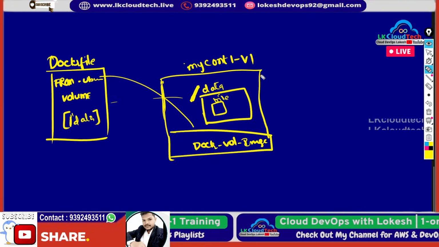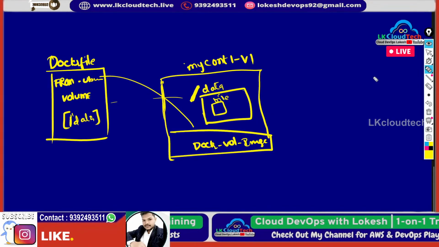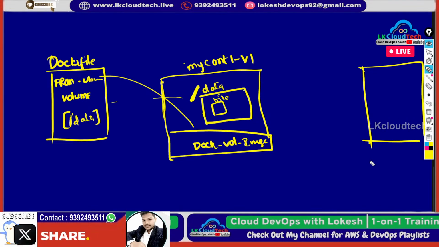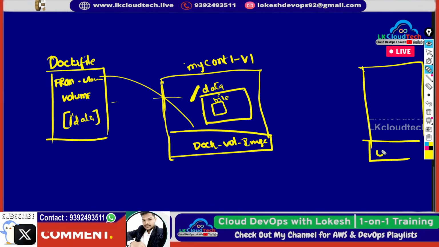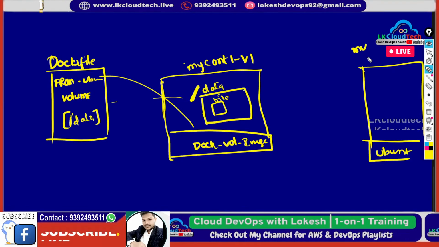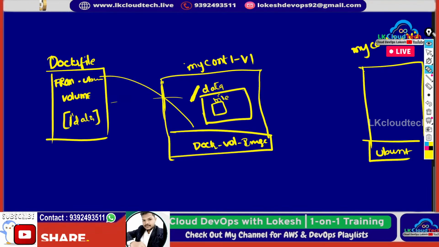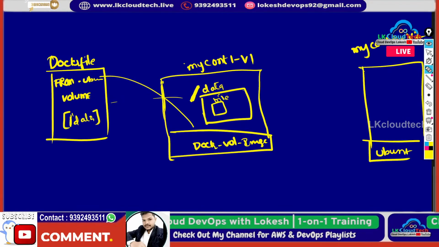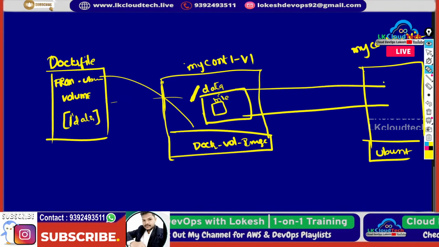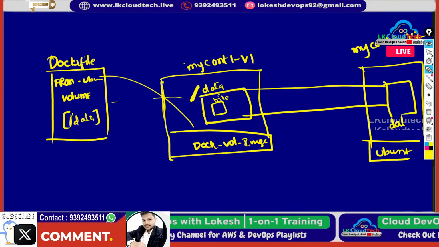So now I want to share this data to another container. I have another container, and the image is there, maybe Ubuntu. This container is my container volume two, something. So I want to share this volume to the other container. The volume name should be data.